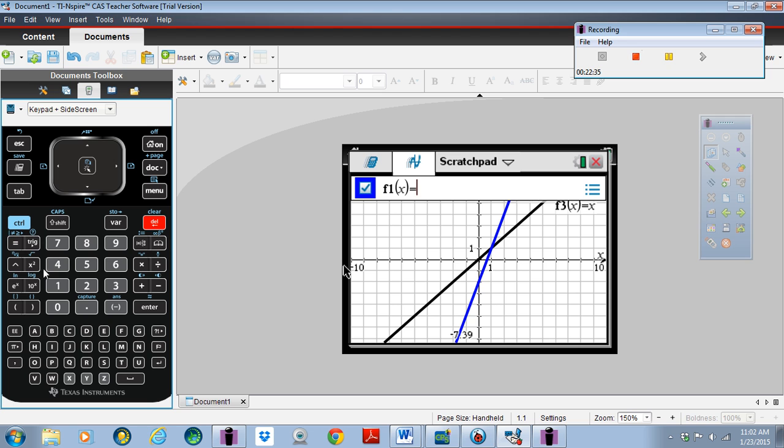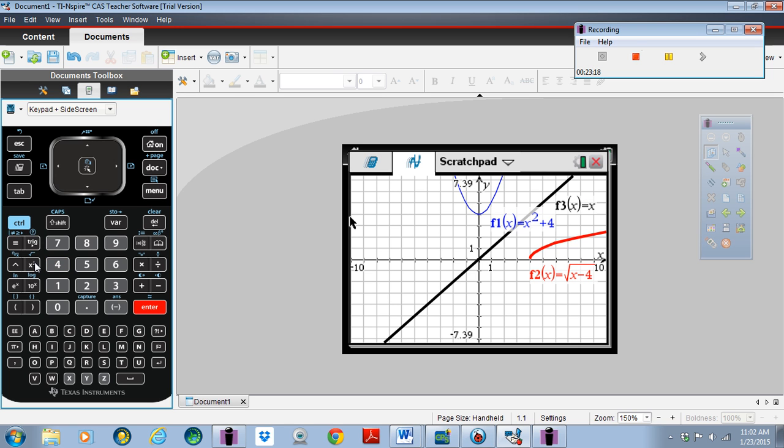Just real quick, what should our graph look like if I'm graphing x squared? Oh, good, a parabola. Hit enter, and that's what I should get. Then I'm going to hit my tab button again, go to f2, and enter in my inverse function, which was the square root. Remember, tab, and then the x squared will give me my square root of x minus 4. Hit enter, and that's that.